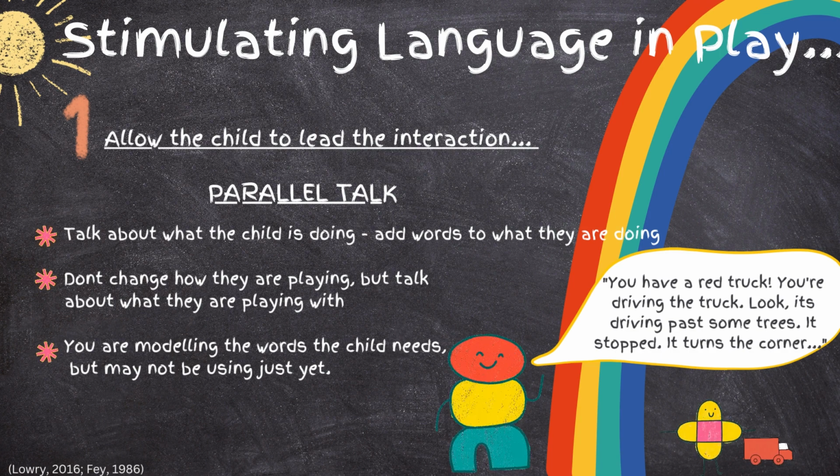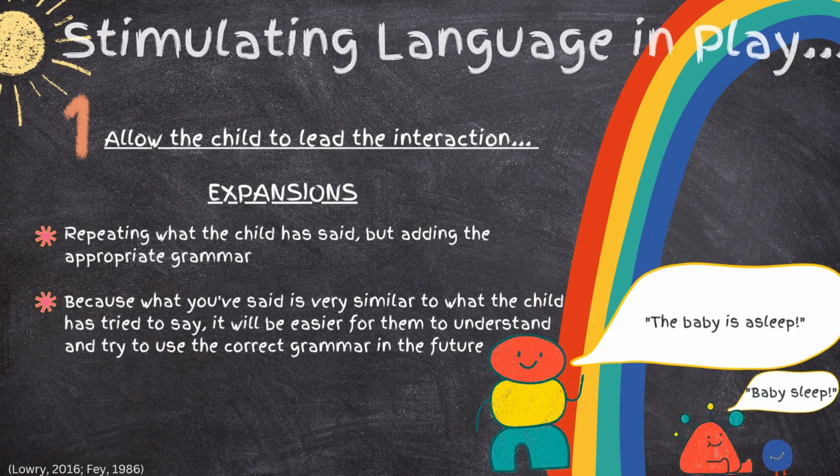Again, you can see that the child is hearing all of these new words, but they're in relation to what the child is doing. It's as if you're giving them the words that they need but are not using yet. The next strategy is called expansions. Expansions are repeating what the child has said but adding the appropriate grammar.